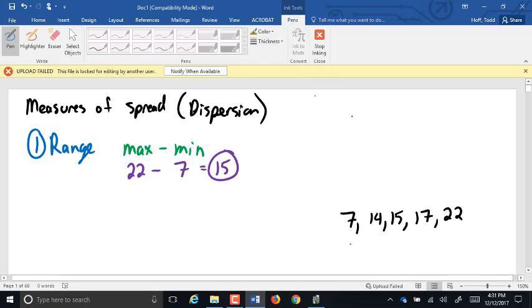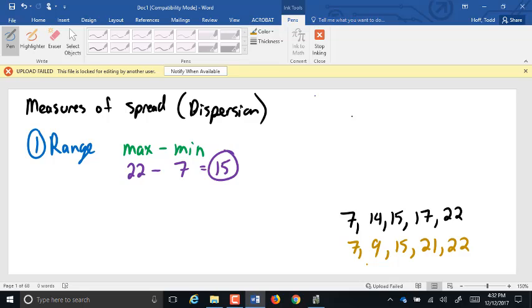Now, we can come up with a second set of numbers. Let's do 7, 8, 15, 21, and 22. Is that going to work out? No, it's not. Let's do 7, 9, 15, 21, and 22 should work out a little bit better.